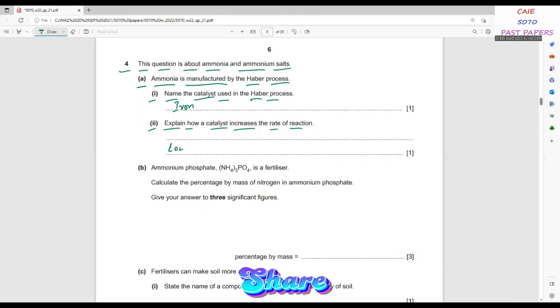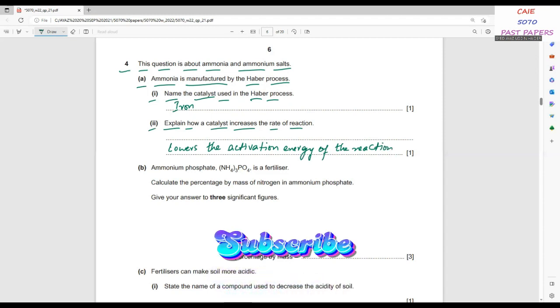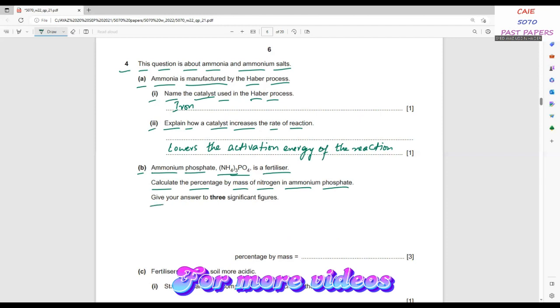Lowers the activation energy of the reaction. B. Ammonium phosphate (NH4)3PO4 is a fertilizer. Calculate the percentage by mass of nitrogen in ammonium phosphate. Give your answer to 3 significant figures.